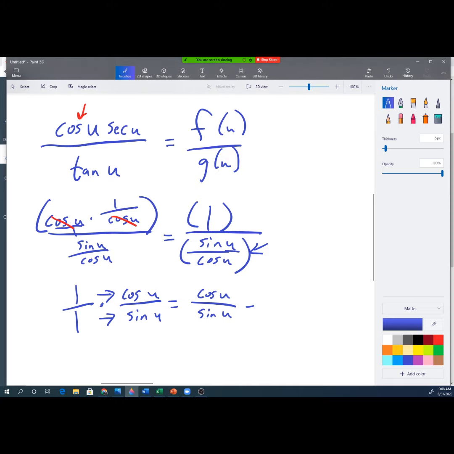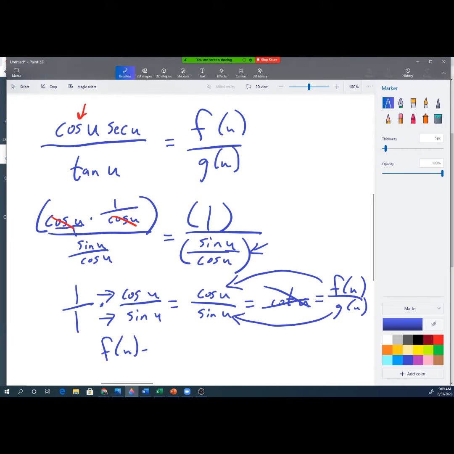All right, so now we have an ordinary looking fraction. Normally I would change this to a cotangent, but because the problem asked us to leave it in terms of sine and cosine, I'm not going to. Instead, we know that this is going to equal the f of u over the g of u. And so you just assign the top thing is the f, the bottom thing is the g. Does that make sense? And you guys could see that all okay?